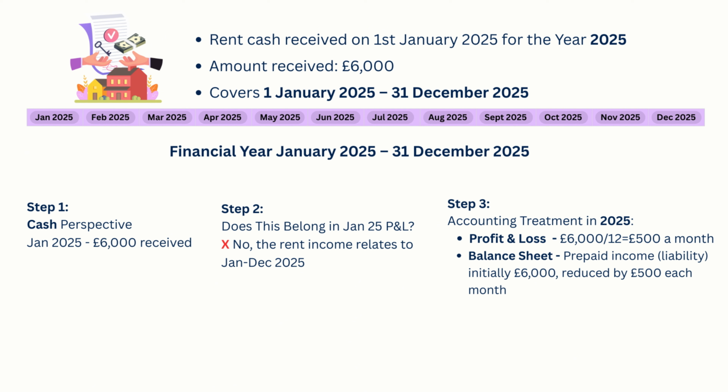Let's now work through the example. Rent cash of £6,000 is received from the customer on the 1st of January 2025. This covers the period from the 1st of January to 31st December 2025. So this payment relates to 12 months of rental income. We spread the income evenly over the year. £6,000 divided by 12 months equals £500 per month.